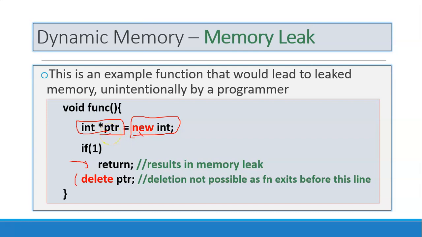So the pointer is stored on the stack. So the moment we finish executing this one, the PTR will be destroyed, but this memory that was created to store an integer will still be in existence. So this is a memory leak.